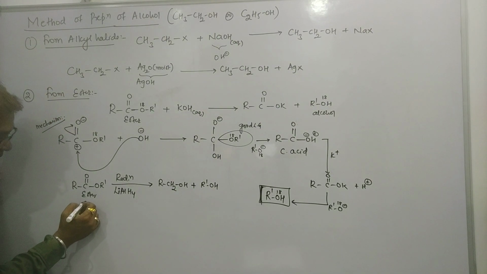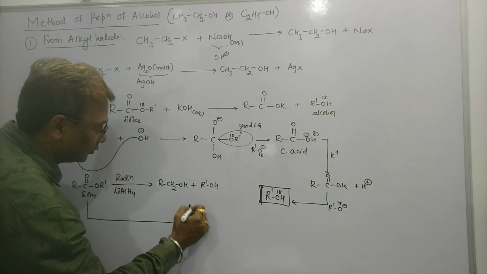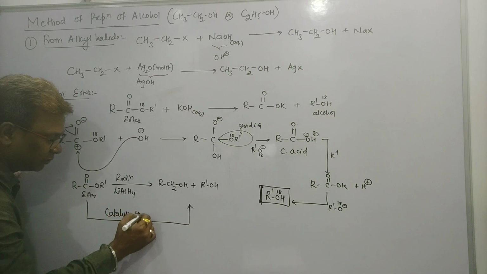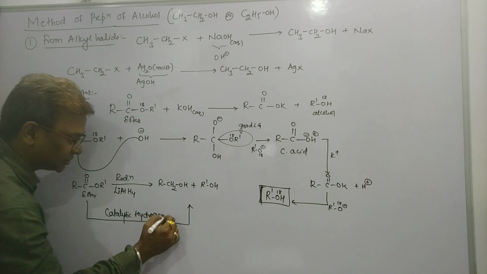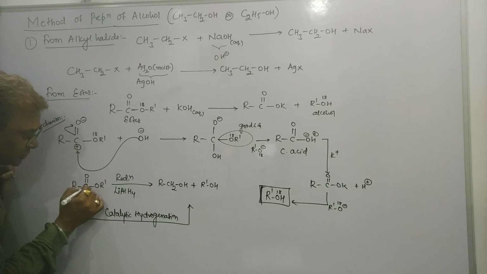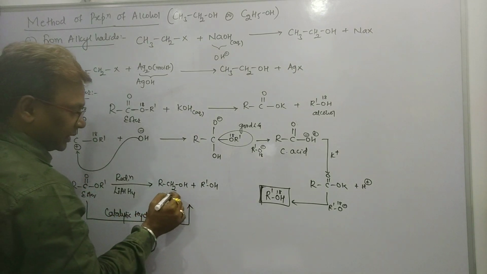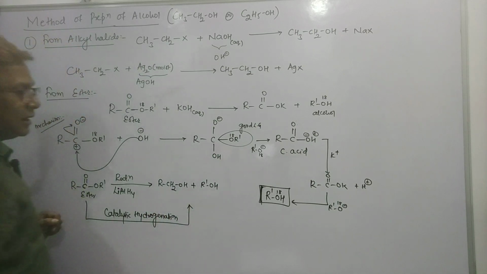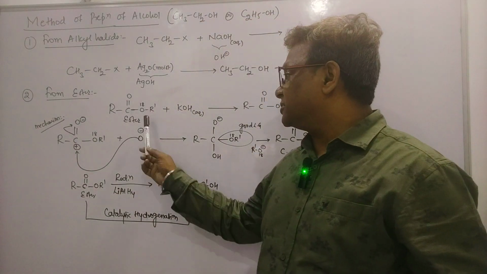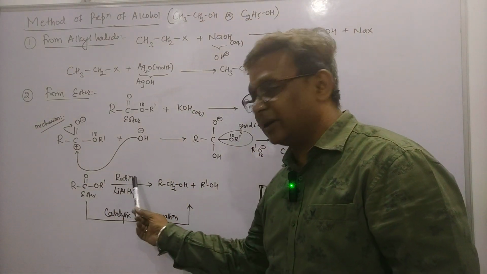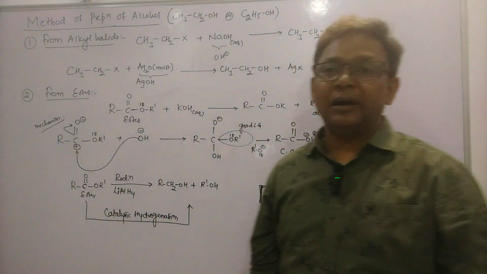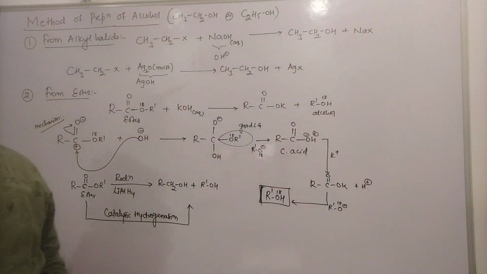Not only that, if this ester undergoes catalytic hydrogenation, which means addition of hydrogen in the presence of a catalyst, add the hydrogen here, and it will be converted into RCH2OH and ROH. See beta, preparation of alcohol from the ester can be done in three ways: ester with aqueous KOH, ester with reduction by a strong reducing agent, and ester with catalytic hydrogenation, converted into alcohol. Right? So till now we have seen two methods. Just take a screenshot.